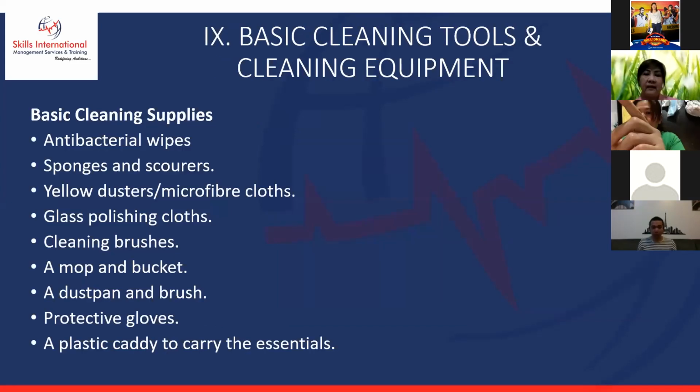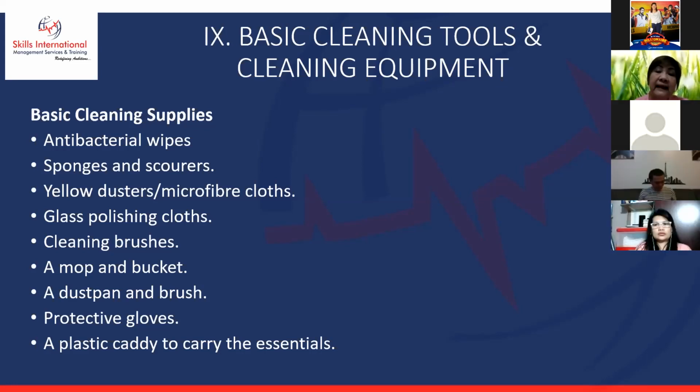Cleaning equipment. What basic cleaning supplies do we have? In our homes, we have the basic cleaning supplies: antibacterial wipes, sponges and scourers, yellow dusters or microfiber cloths, glass polishing cloths, cleaning brushes, a mop and a bucket, a dustpan and a brush, protective gloves, and a plastic caddy to carry the essentials. All of these are called the cleaning equipment or the basic cleaning supplies.